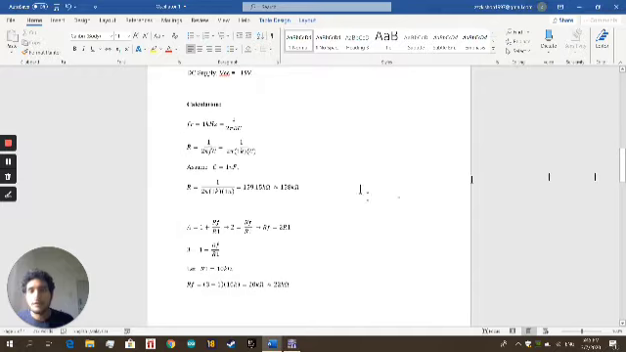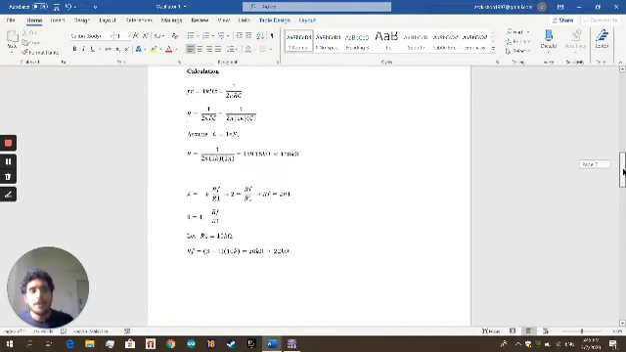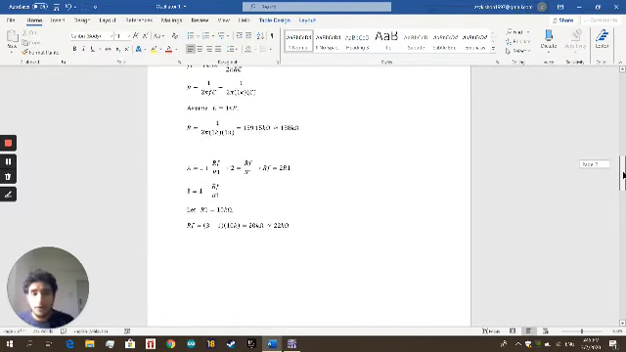First I need to find the resistance value. For this, I assume the capacitor value as 1 nanofarad. By using this formula, I computed and obtained the resistance value as 158 kilo ohms.